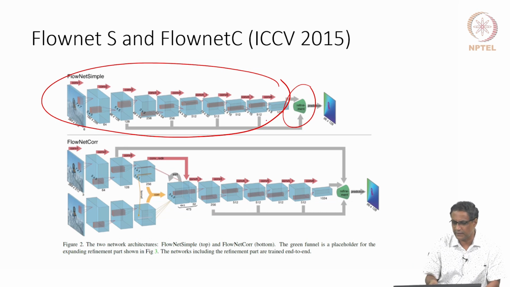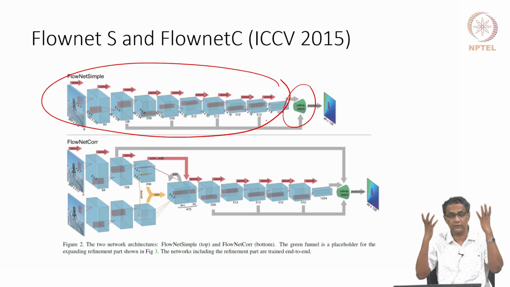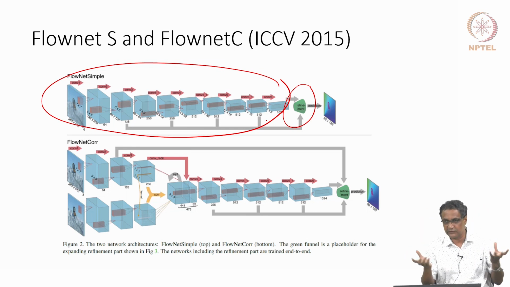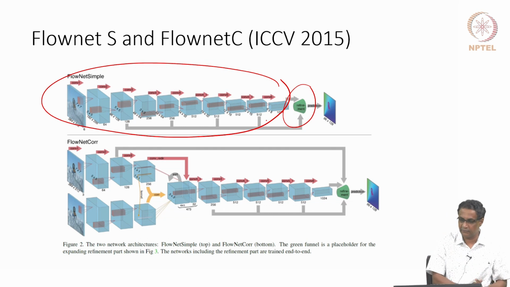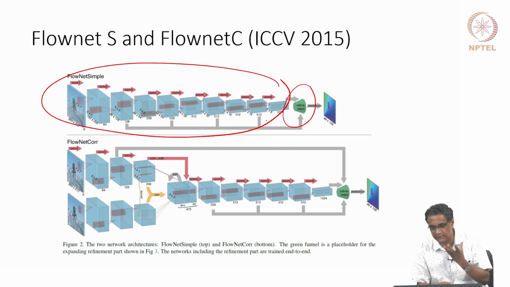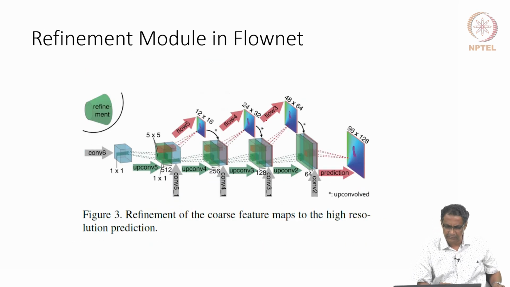When they came to the end of that contraction part, they had to go back to the original image size, because optical flow is exactly the same size as the image, and you have to find out what is u comma v for every one of those pixels. You have the ground truth with you, but it has to predict at that higher resolution, because you have come down in terms of resolution. So this refinement part, they did something.